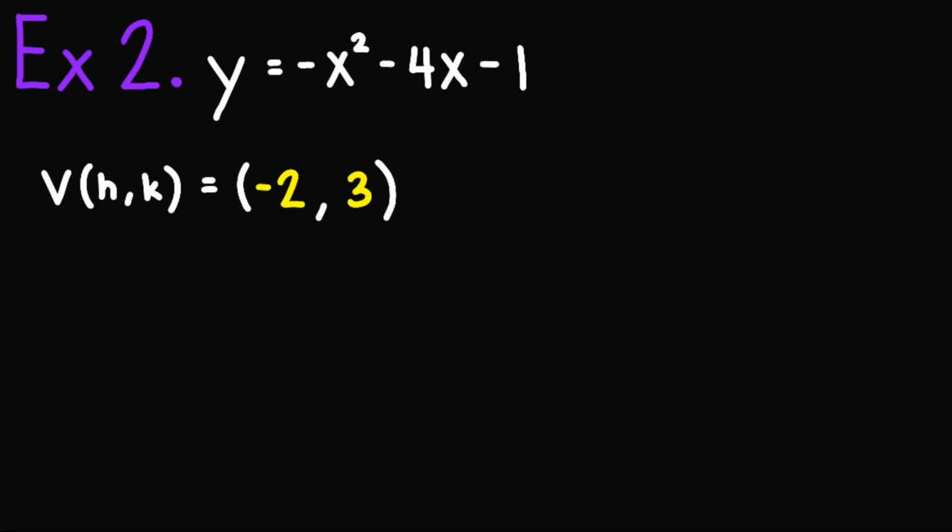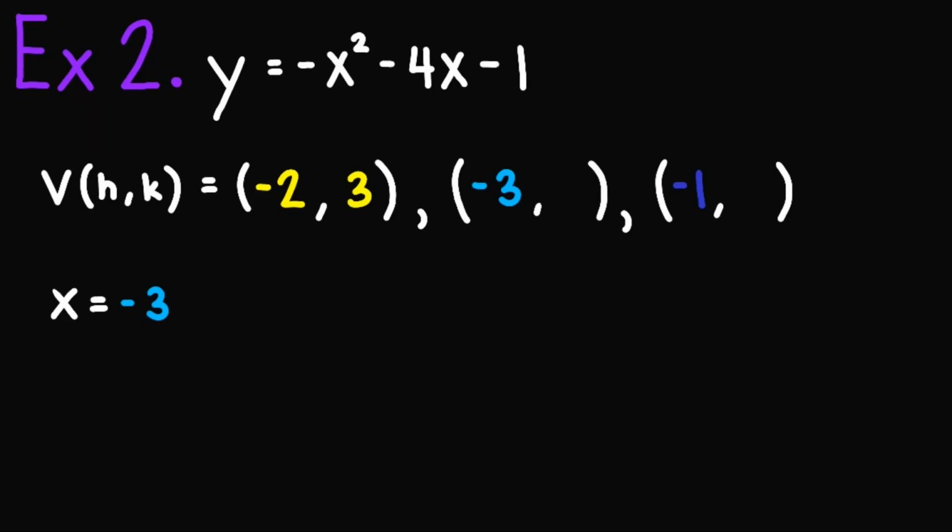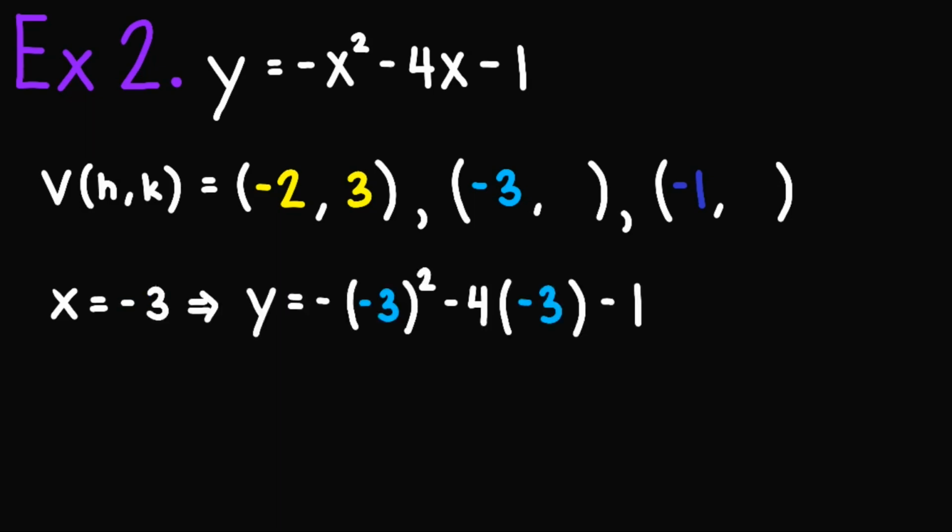What we do next again is obtain a point from its left and from its right. So from its left, we can use the x coordinate negative 3, and from the right, we can use negative 1. So at x equals negative 3, we have y equals negative times negative 3 squared minus 4 times negative 3 minus 1. This is equal to negative 9 plus 12 minus 1, or when simplified is 2. So we now have the point negative 3, 2. So we now have our second point.